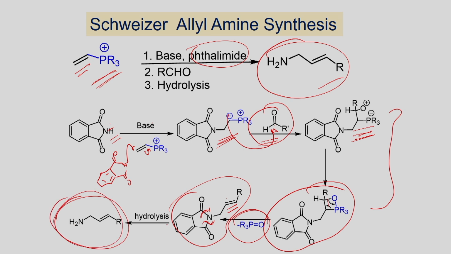So, this is one of the synthetic routes. If you want to make primary allylamine, which we use as a precursor to carry out several transformations, you can start with phthalimide. If you have this vinyl phosphonium salt, in the presence of base, it can react. You get the addition compound, which can react with the aldehyde, and you get this betaine, which can convert into this N-allyl phthalimide, which can lead to this allylamine through hydrolysis, where you generate this phosphine oxide as a byproduct.